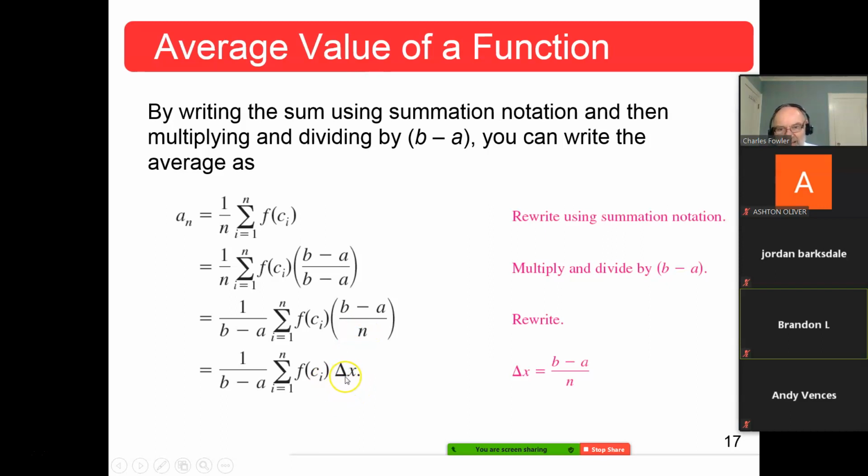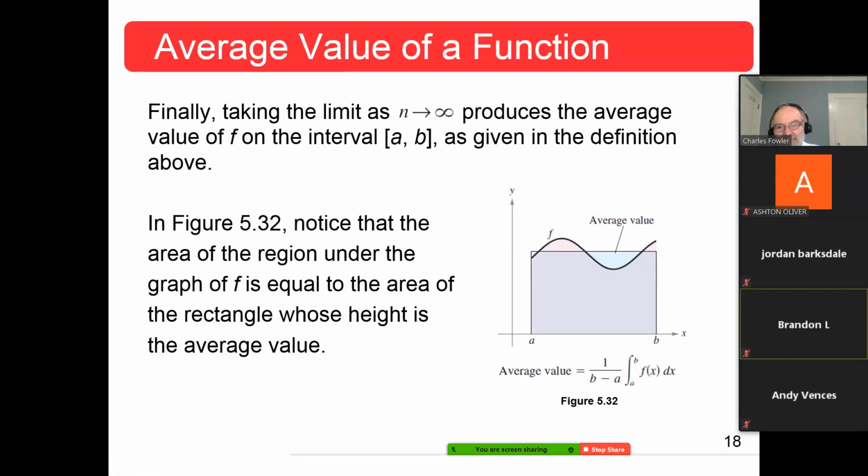Yeah, you probably don't need the i in it. Delta x. The limit of that is precisely your integral. Taking the limit as n goes to infinity produces the average value, just like we saw. So in this figure, notice the area of the region under the graph is equal to the area of the rectangle whose height is that average value. It's the f of c we're interested in, not which c we're dealing with, just what f of c is.